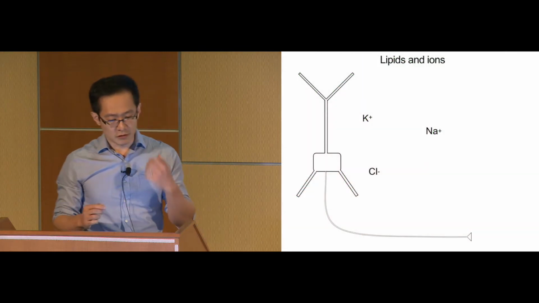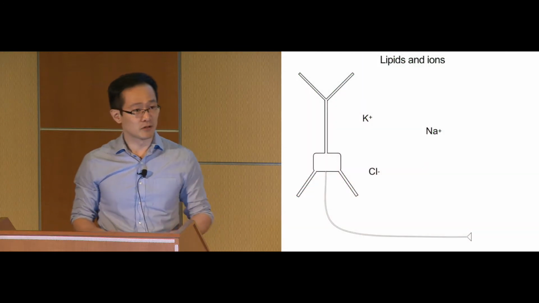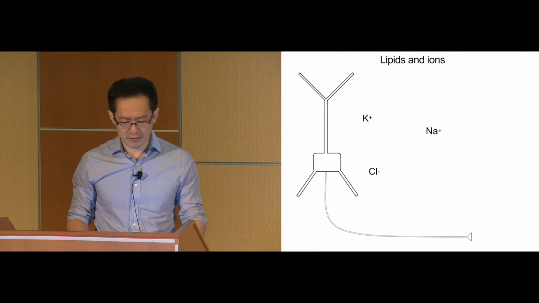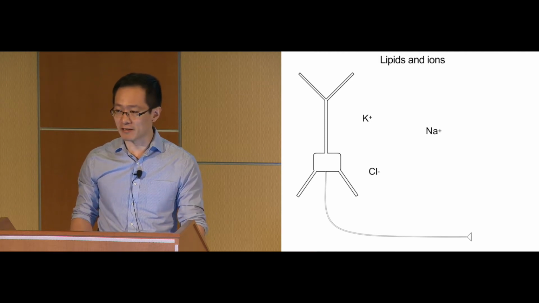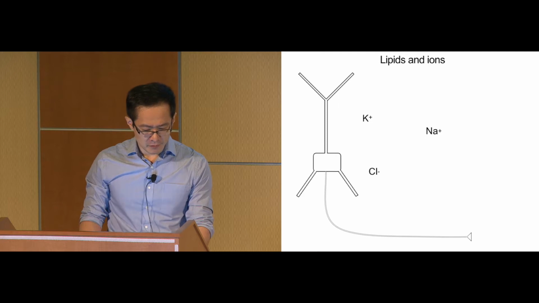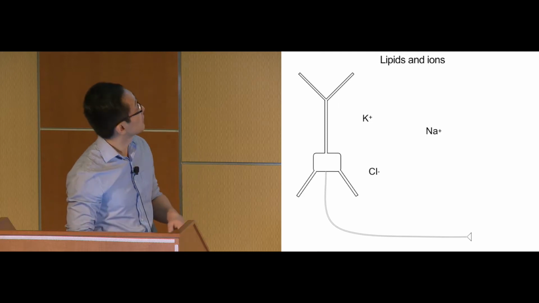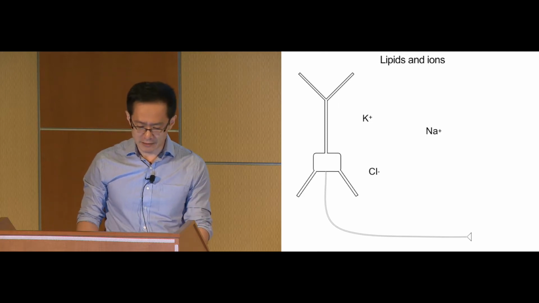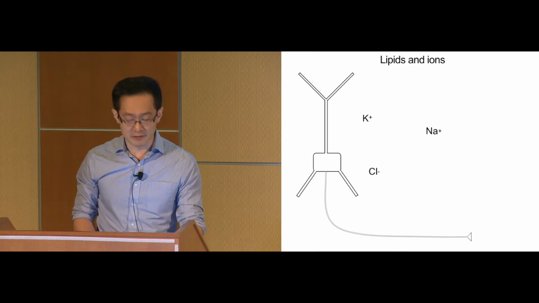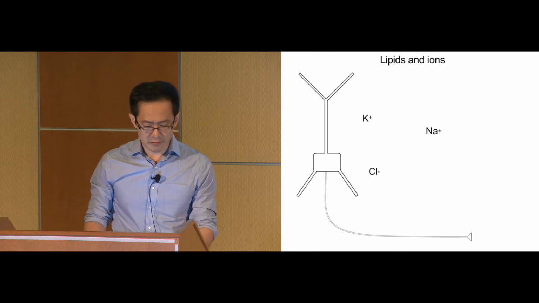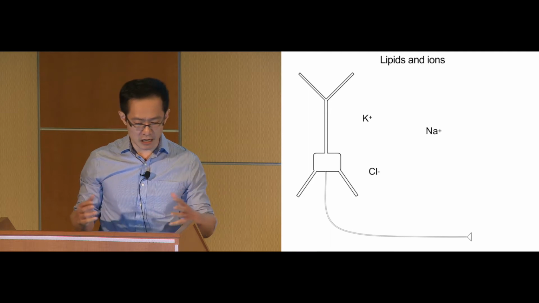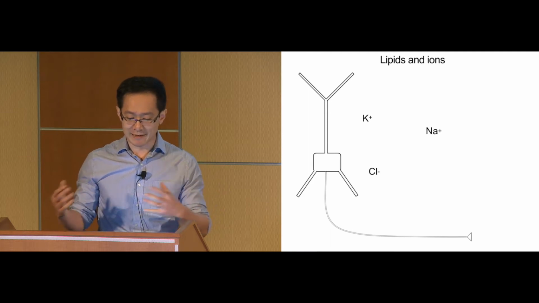So to start to understand a single neuron, let's go back to first principles and think about what a neuron really is. At the most fundamental level, neurons are really lipid bilayers in a salt solution. So these are insulators with ions flowing inside and outside the cell.